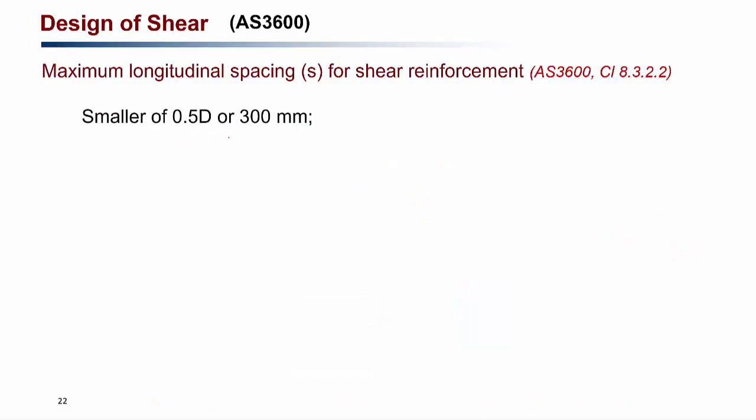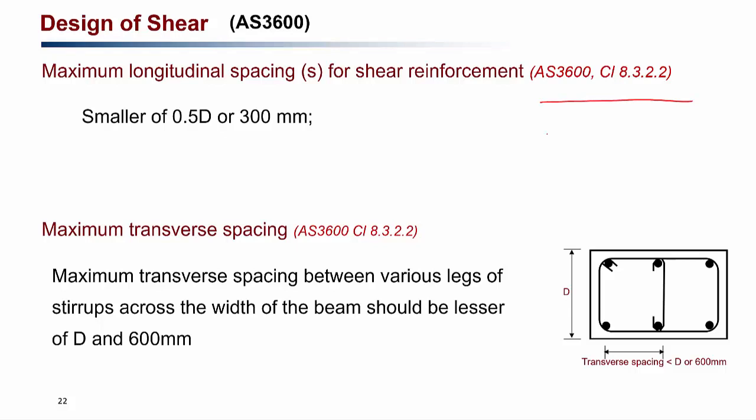So a few things to keep in mind is that the maximum longitudinal spacing of the shear reinforcement should be the smaller of 0.5D or 300 mm. So in this beam, this is your overall depth of the beam D, and these are the longitudinal reinforcement. So the maximum spacing between the reinforcements, that is S, should be smaller of 0.5D or 300 millimeter. So when you are designing the stirrups for the beam, make sure that your spacing is not greater than 300 millimeter or 0.5D. You have to keep the spacing below these values.